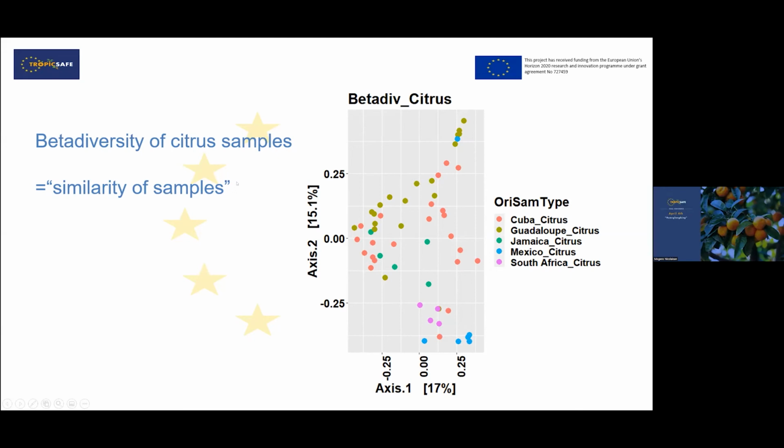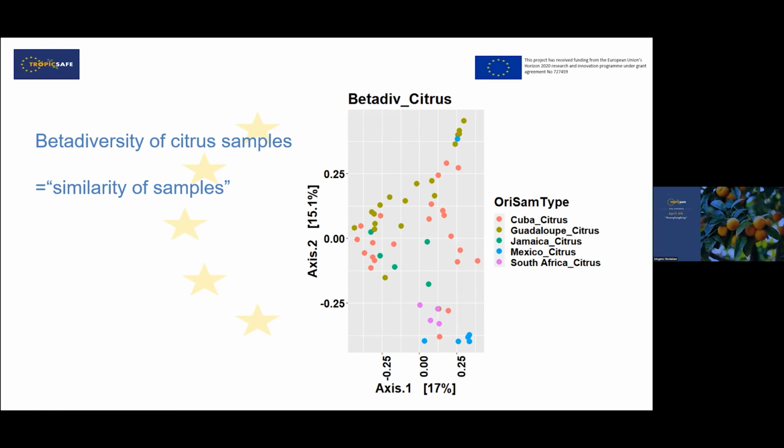So we did this analysis on the different locations again, and you see there is some clustering, maybe not so surprising. Here we have the Mexico citrus, and we also see a clustering of the South Africa citrus. And up here, for instance, you see the Guadeloupe, which is a little bit more spread, but we also got more samples from there. So this tells us that the bacterial communities are more similar in one location compared to another location. Again, maybe not so surprising.